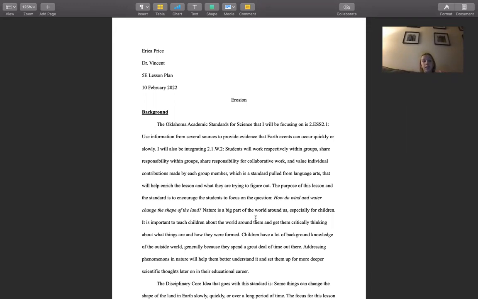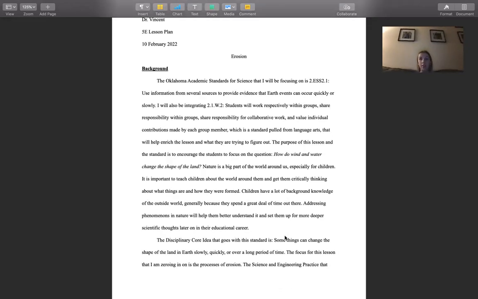So nature is a big part of the world around us, especially for children. Children are always outside playing, visually seeing things, manipulating objects on the playground outside of their home. And so they have a lot of background knowledge of the outside world, but I want to teach them about the world around them and get them critically thinking about what things are and how they were formed. And so they will begin addressing phenomena in nature, and this will help them better understand.